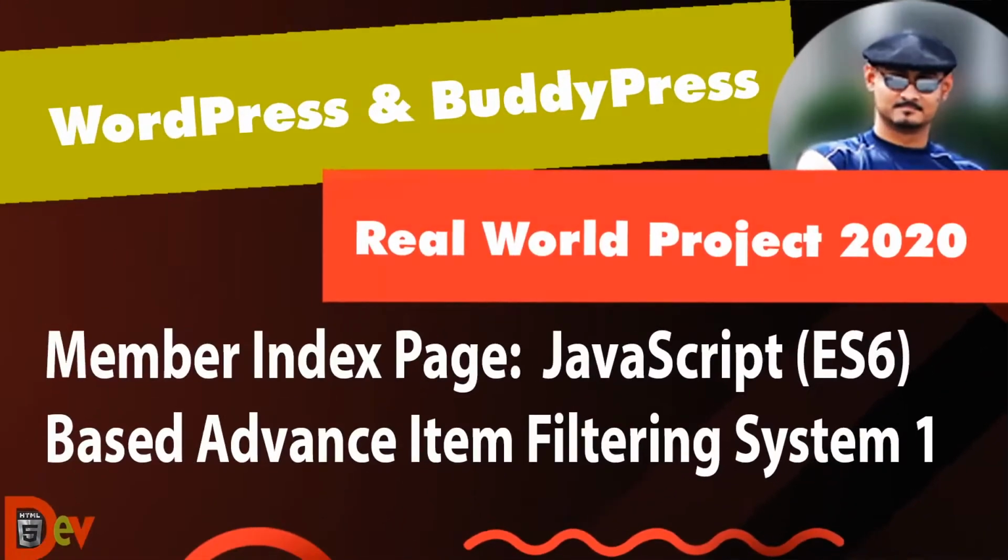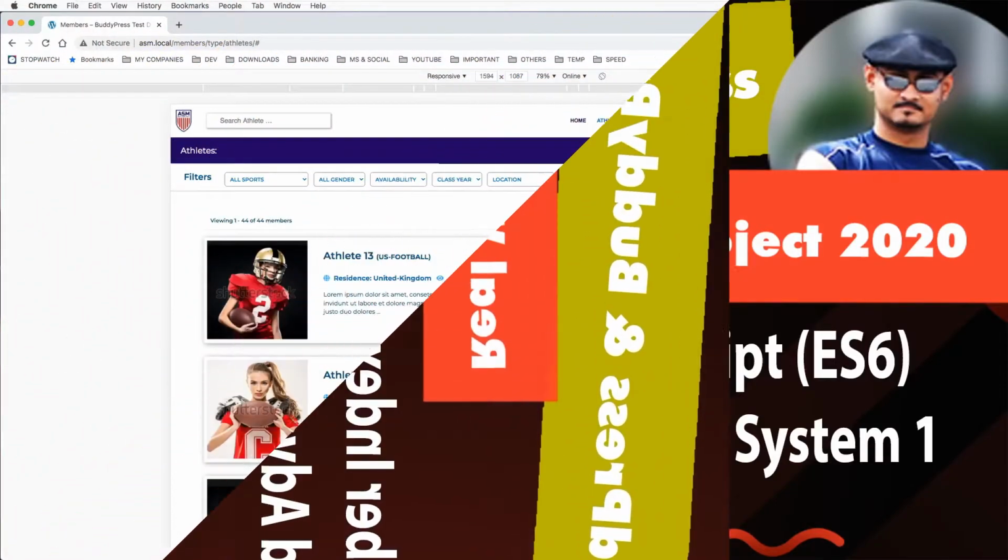Welcome back to the series where I show how a real-world client project was built with WordPress and BuddyPress APIs, PHP, ES6 JavaScript, and jQuery. This is the first of two videos where I show and analyze the advanced item filtering system on the members index page. Let's check it out.